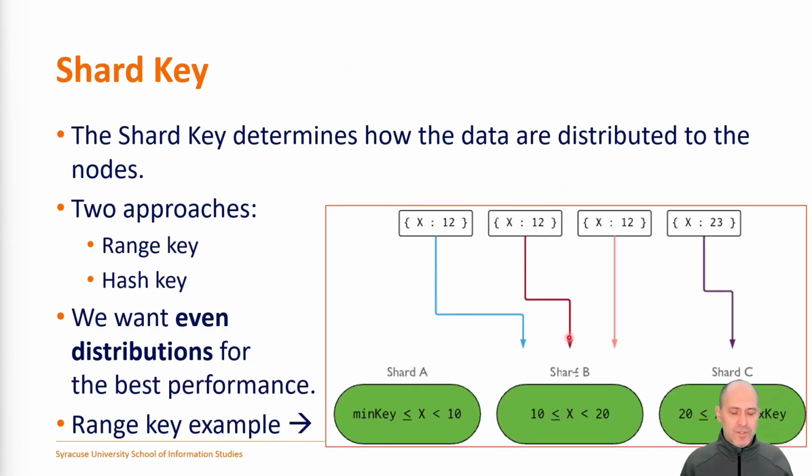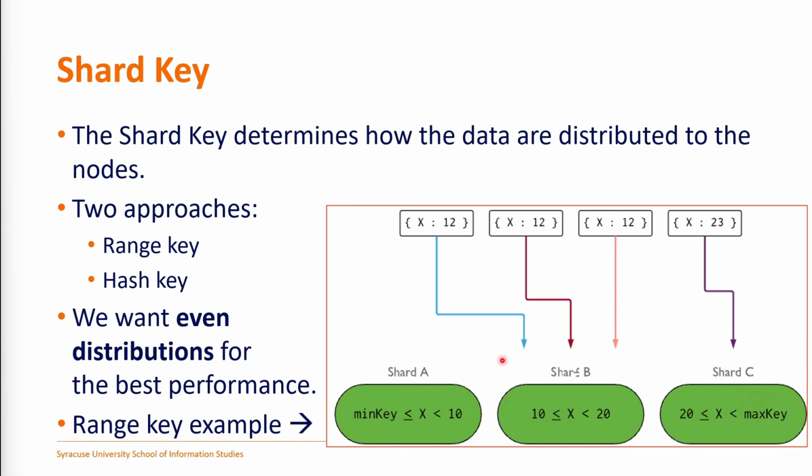So the shard key determines where the data goes. There are two ways you can do this. You can specify a range or a hash. Since we want even distributions, we need something that will do that. So the hash key will always give you even distributions.